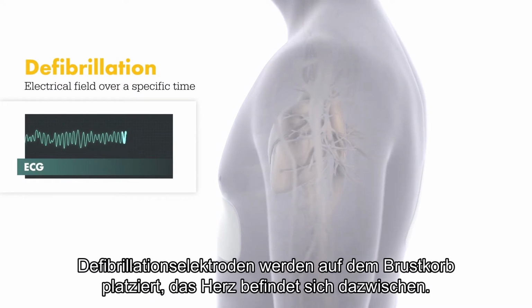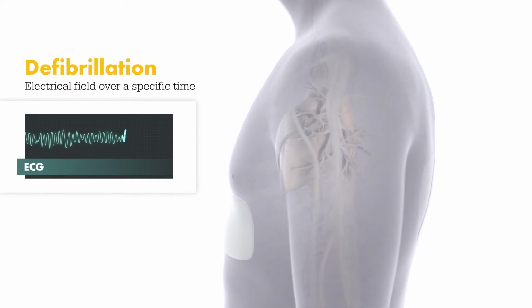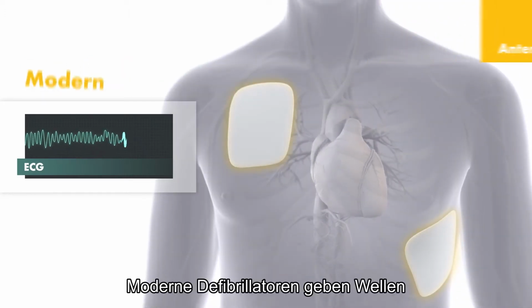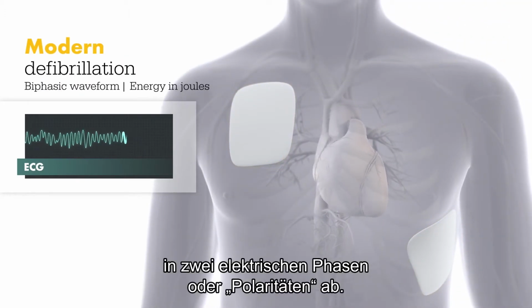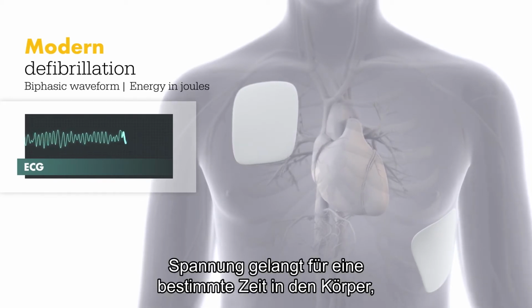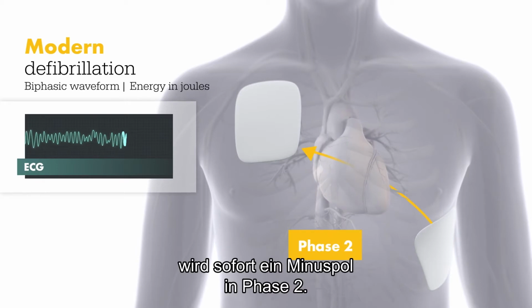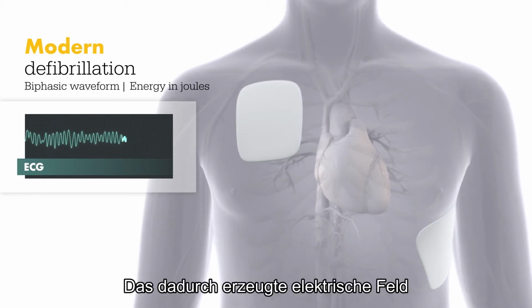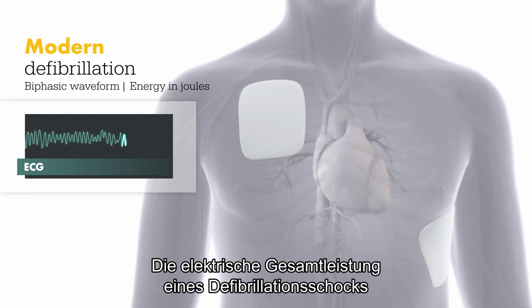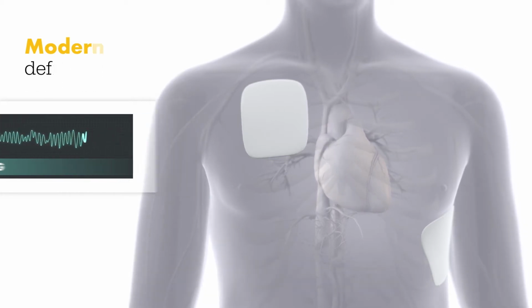Defibrillation pads are placed on the chest, keeping the heart in between them. This can be done in two configurations: anterior-posterior or anterior-lateral. Modern defibrillation waveforms are delivered in two electrical phases or polarities. Voltage is applied to the body for a specific time, driving current in one direction during phase 1, then instantaneously reversed in phase 2. The resulting electrical field is delivered in less than the blink of an eye and affects the entire torso. The total electrical output of a defibrillation shock is measured as energy in joules.